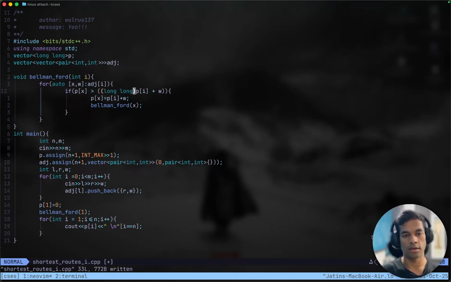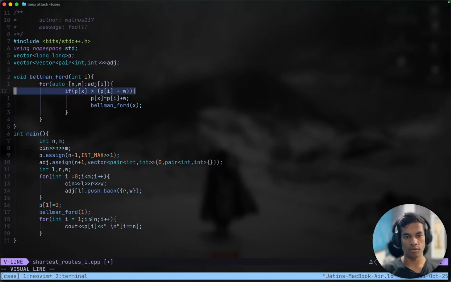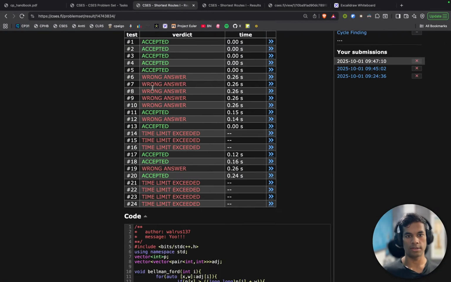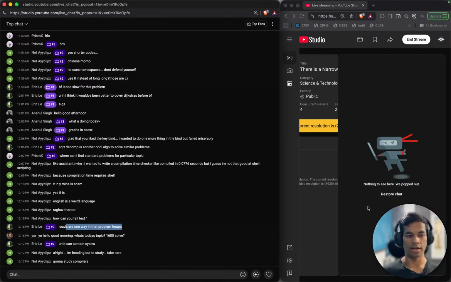I am using long long here. Well, now we don't have to use long long because P is long long. That is the only thing I think might be causing this error. This is the only time that we are adding weights, and in both cases the thing is converted into long long. So that is cool. Yeah, it seems like it should be correct, because wrong answer. And if we get time limit exceeded, we can let that slide.